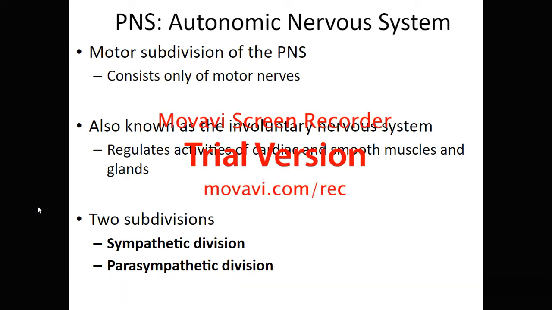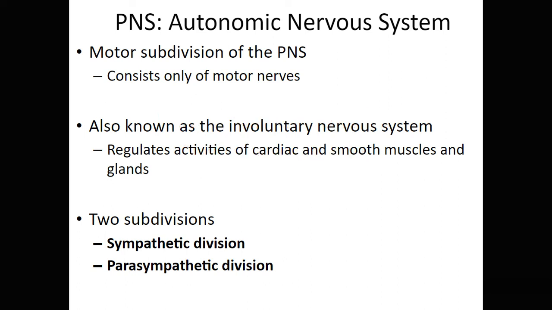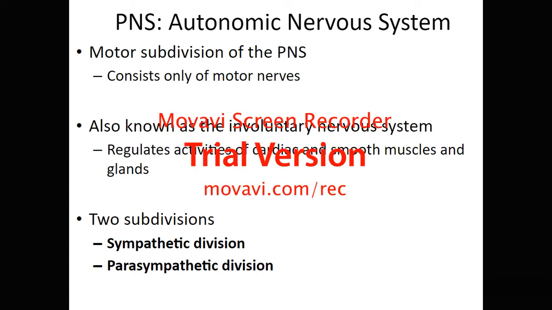All right, so the motor subdivision of the peripheral nervous system consists only of motor nerves, also known as the involuntary nervous system. It regulates activities of cardiac and smooth muscles and glands, and has two subdivisions, the sympathetic division and the parasympathetic division. So again, we're talking now about the autonomic nervous system.